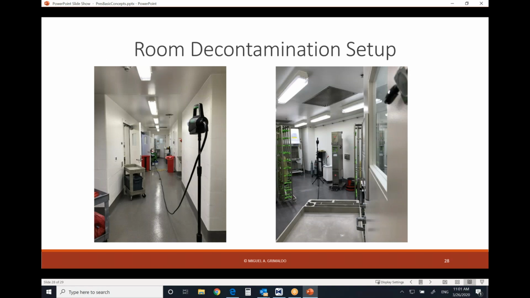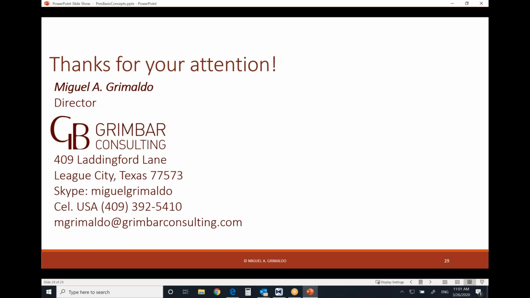You could also do room decontaminations with this technology as well, in case you need to do room decontamination like you see in this setup over here. And thank you so much for your attention. If you have any questions, you have my contact email right there.